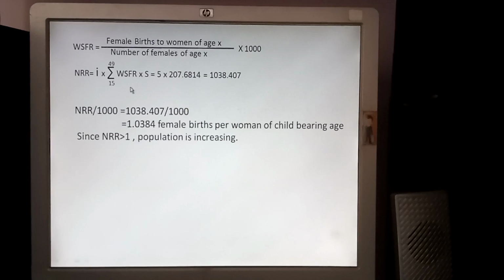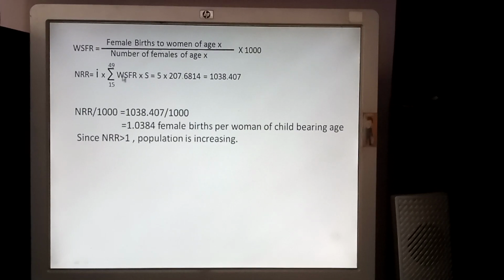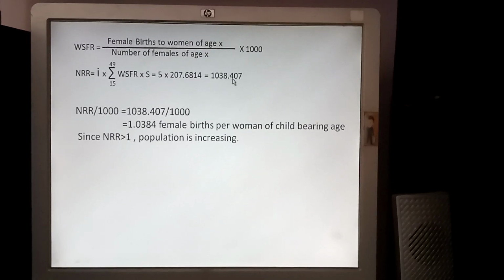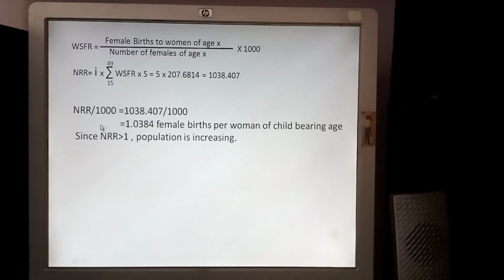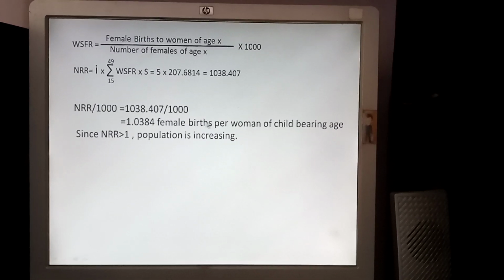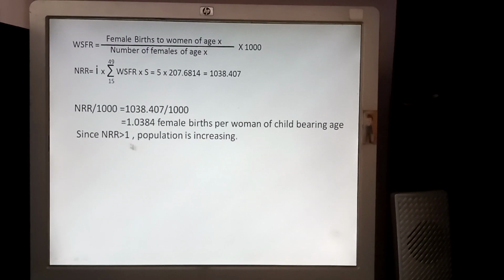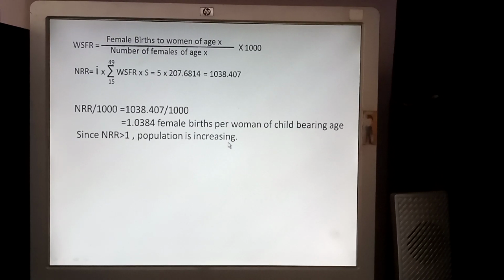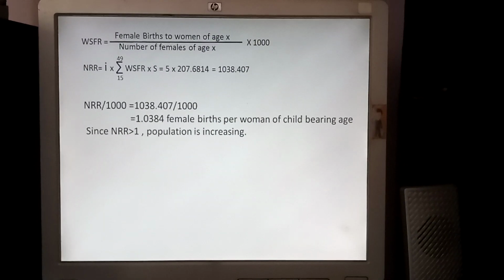NRR is I into summation WSFR into S. So we have got 1038.407. If it is divided by 1000, 1.0384 female births per woman of childbearing age. So it is greater than 1, population is increasing. Thank you.